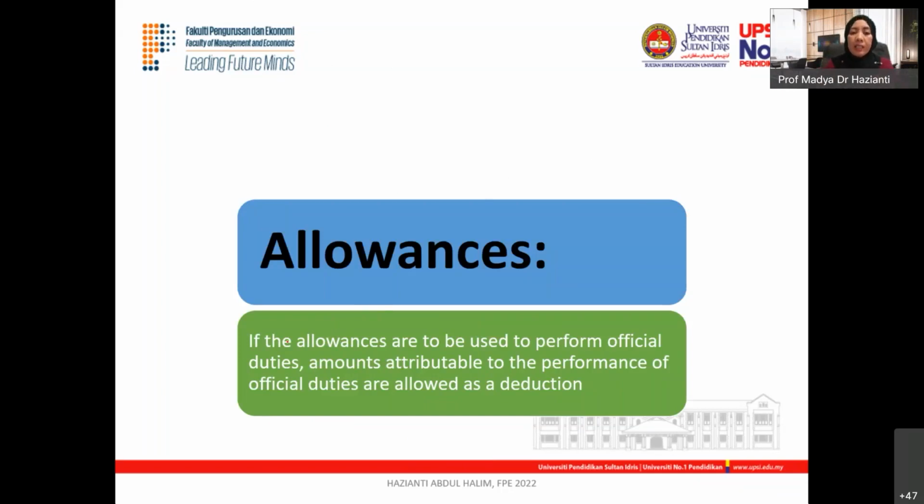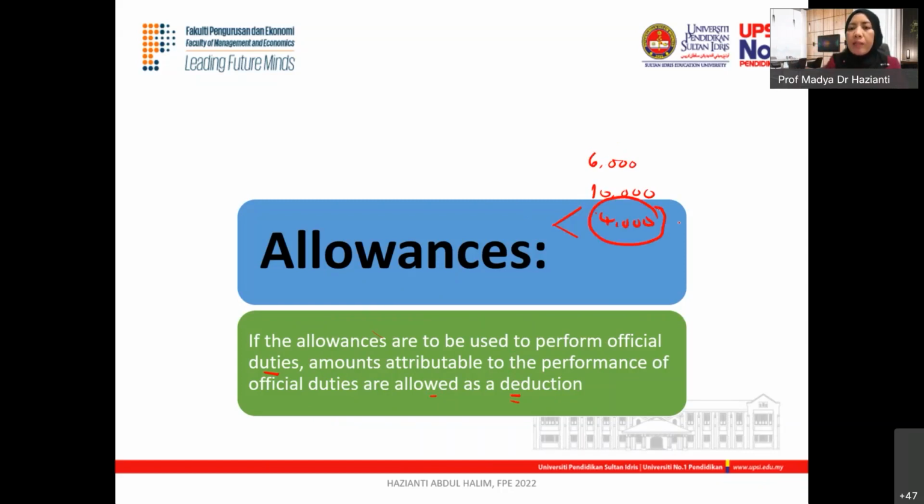Allowance, it can be travelling allowance, petrol allowance, meeting allowance, entertainment allowance, a lot of different types of allowances. So if the allowances are to be used to perform official duties, the amount attributable to the performance of official duties is allowed as deduction, right? In this case, katakanlah you get 10,000 travelling allowance. 6,000 guna untuk pergi balik jumpa klien. Pergi balik jumpa klien tu official duties. Okay, 6,000 ada receipt lah, maknanya ini bukti pergi travel sana sini jumpa klien. So ada different lagi 4,000.